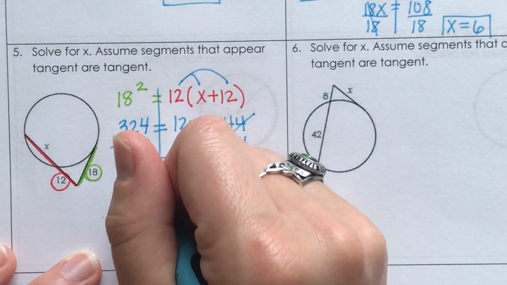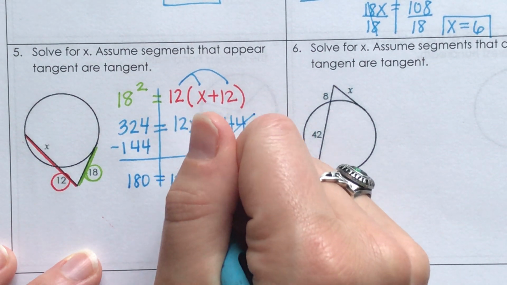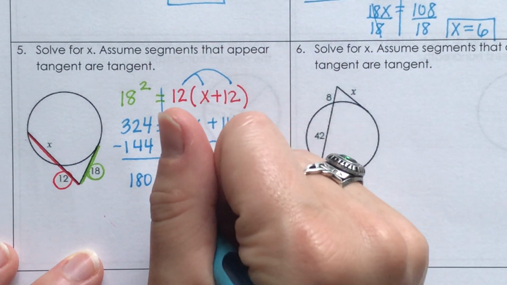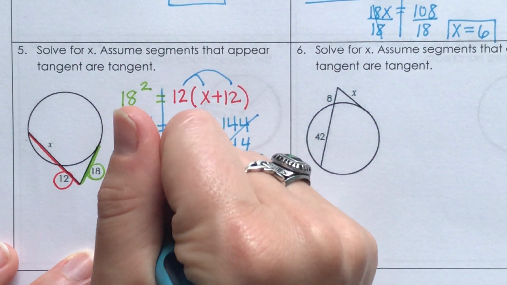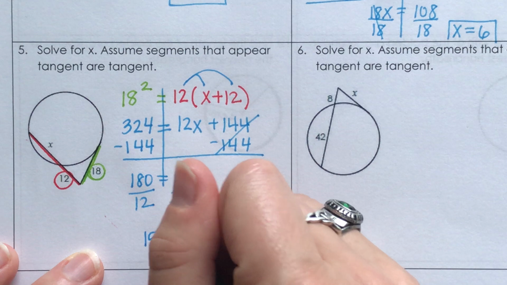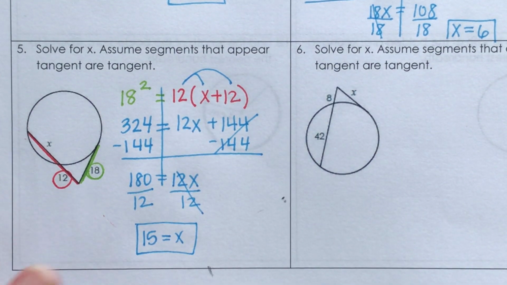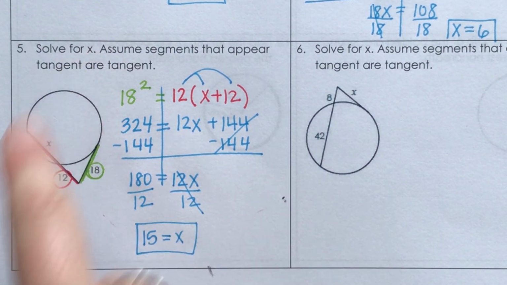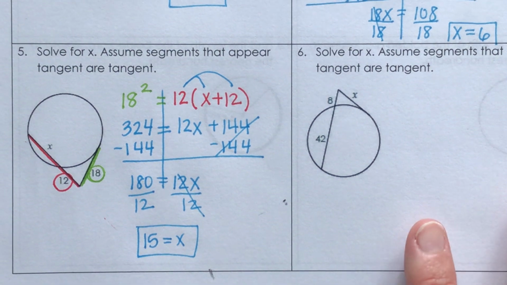I get 180 equals 12x, and then I divide both sides by 12. I get 15 equals x, or x equals 15. And it just asked me to solve for x, so I'm done with that problem.